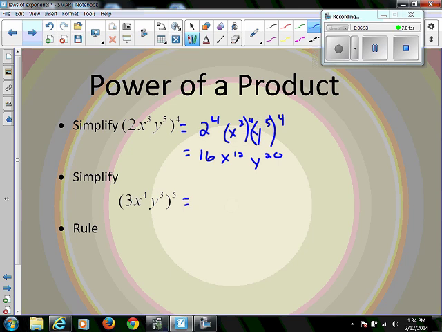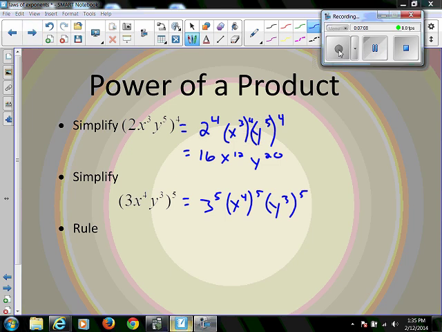Let's break this up. Three to the fifth power, 243. Multiply my exponents. Do I have a rule? Multiply my exponents. And we're going to raise the coefficient to the exponent.